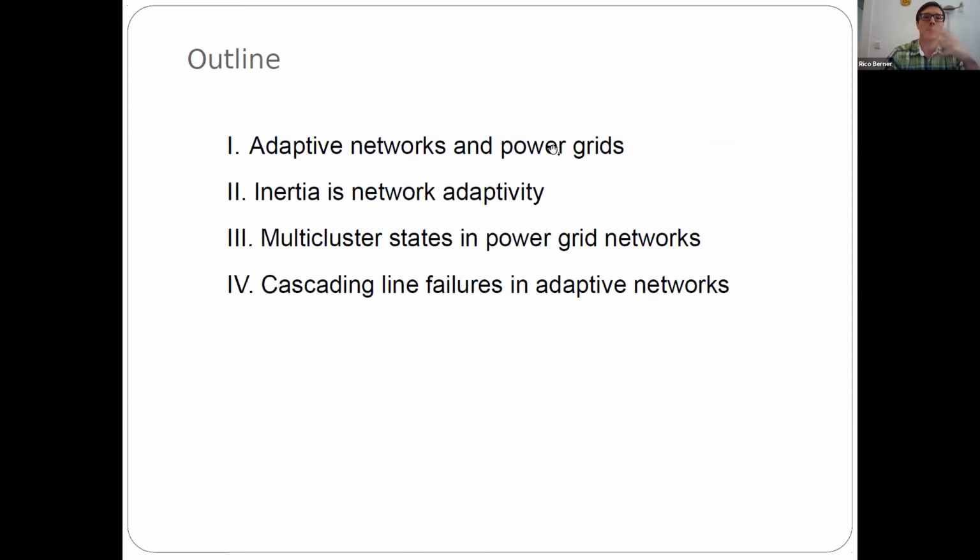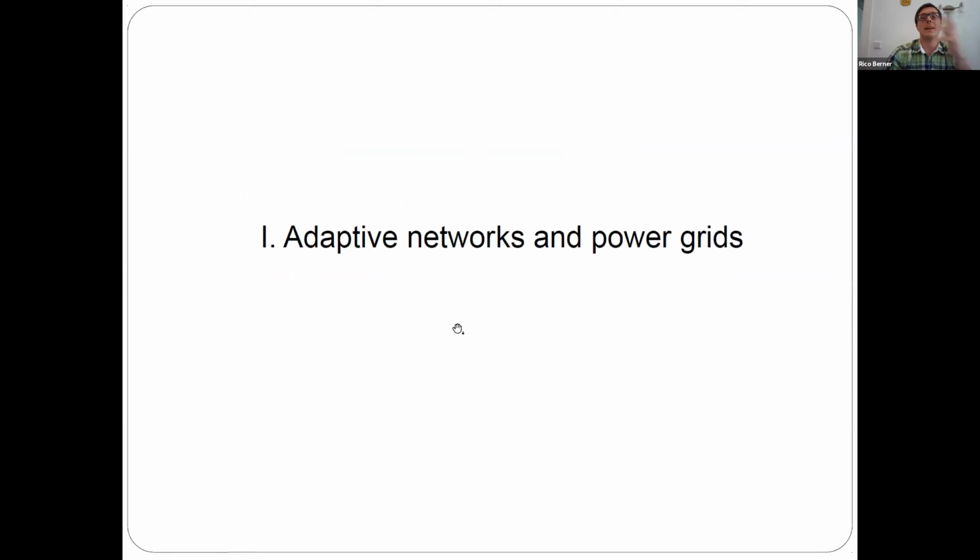In the beginning of my talk, I would like to let you know what we think adaptive networks are, what power grid networks are, and what we are talking about. Then in the next step, I would like to convince you that the inertia term in power grid models is actually some kind of network adaptivity. And then in the last part of my talk, I would like to show you two examples or applications of a new framework. So let me start with the adaptive network part.